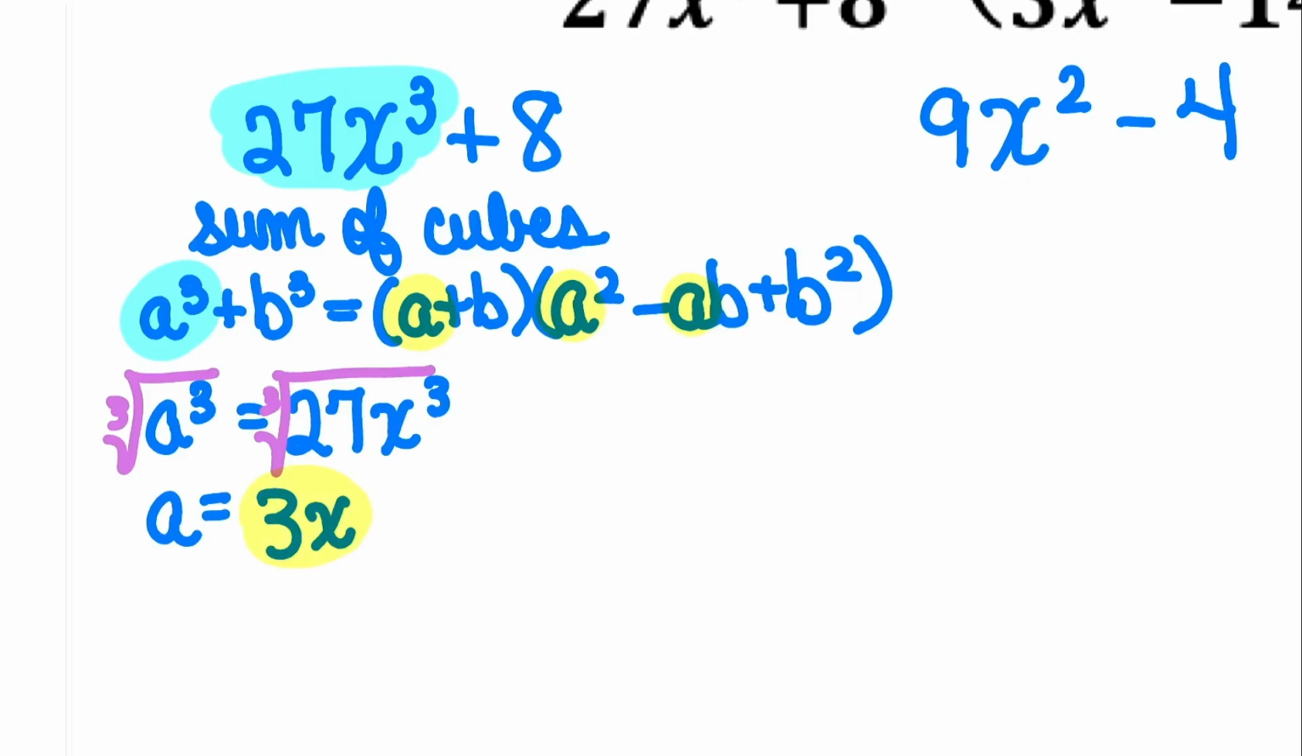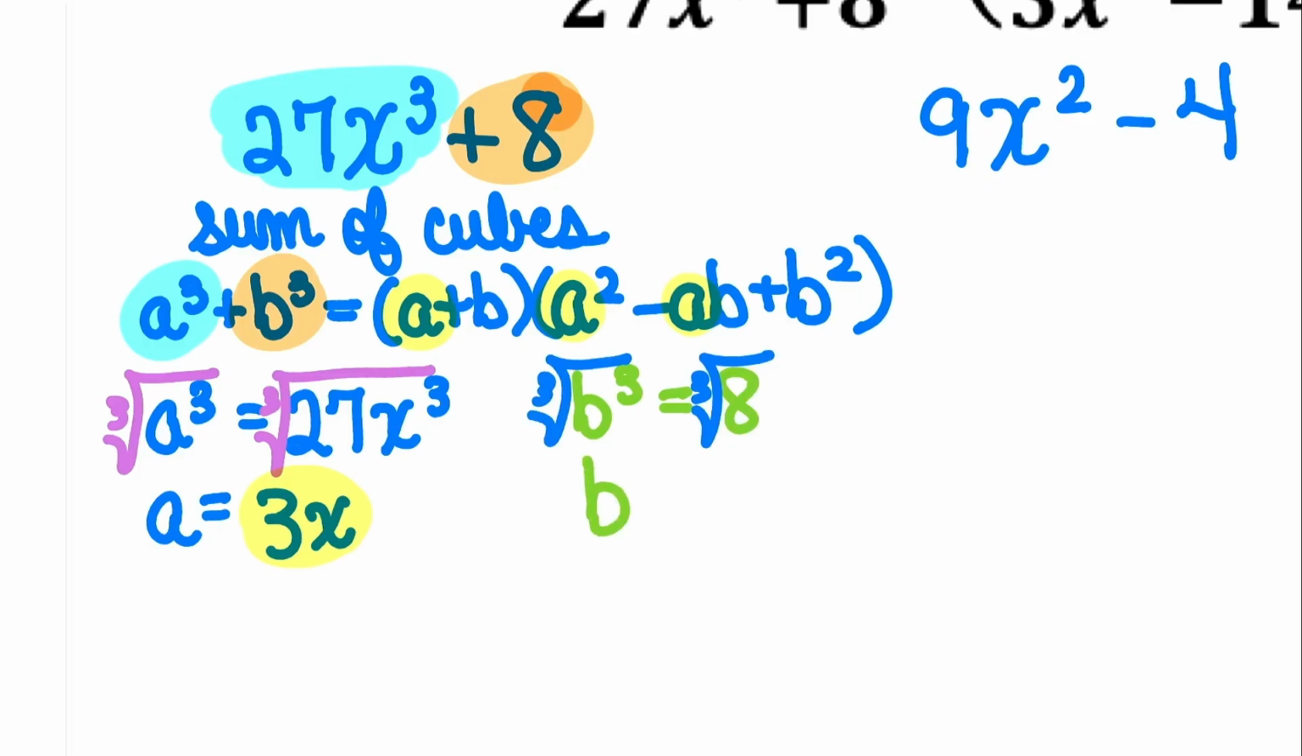Now we're going to apply the same thing for our b term here. So we have 8, and that's in the position of our b cubed. So we're going to say b cubed equals 8. And in order to solve for b, we're just going to take the cube root of both sides. The cube root of b cubed is just b, and the cube root of 8 is 2. That means that I can take 2 and replace it everywhere that there is a b in my formula.